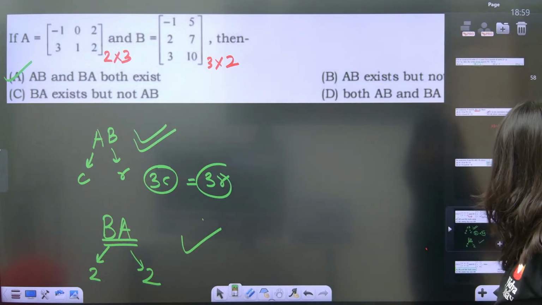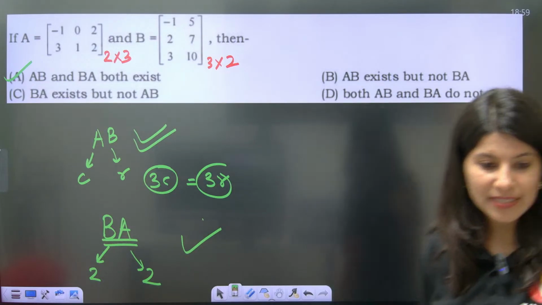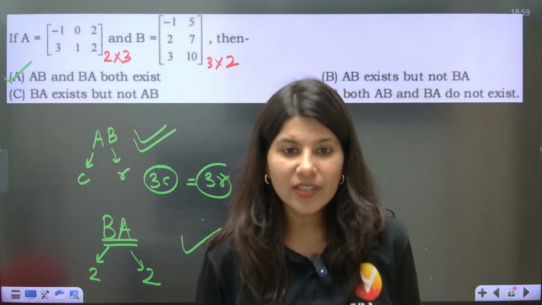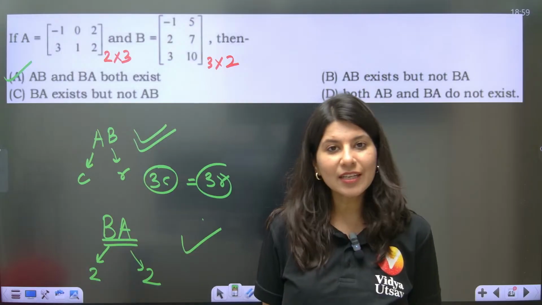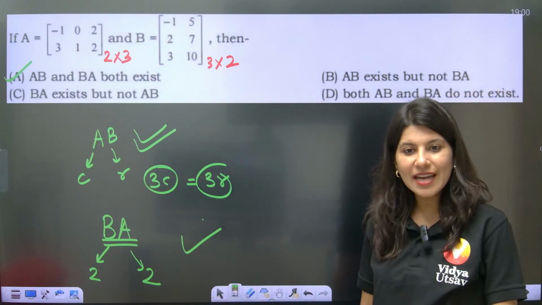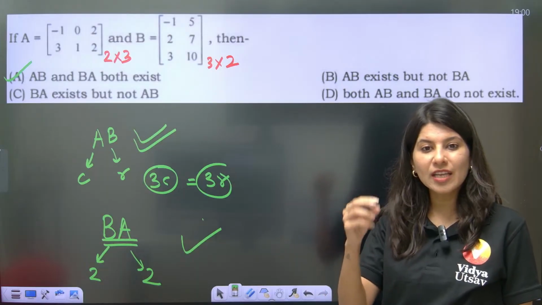So, which option is correct? Option A, surprisingly, is correct. I can see Srivardhan, you are saying B is correct. You broke my heart. Don't do that. Are you not understanding how to check whether AB exists or not?